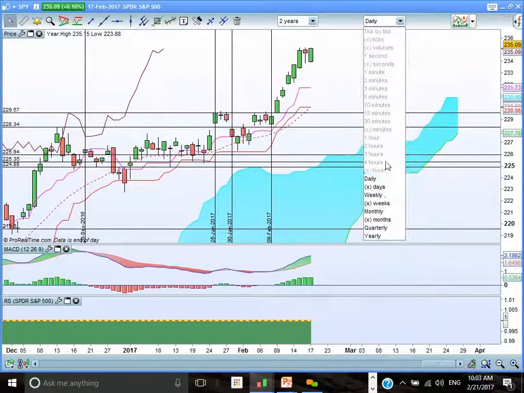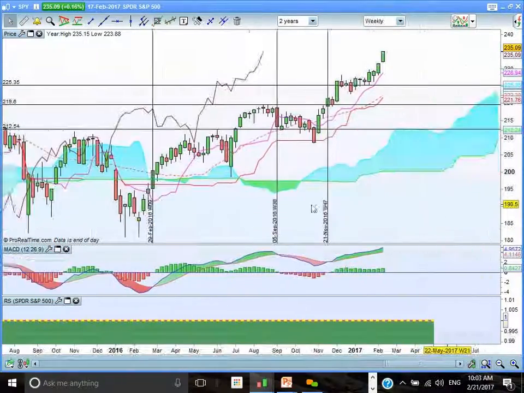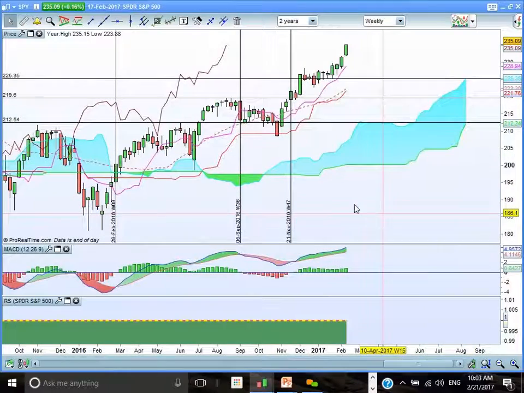And if we just look at the weekly, we can see a very, very strong uptrend on a weekly cloud chart basis. So far, so good.